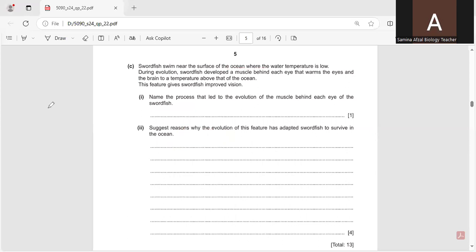Swordfish swim near the surface of the ocean where the water temperature is low. During evolution, swordfish developed muscles behind each eye that warm the eyes and the brain to a temperature above that of the ocean. This feature gives swordfish improved vision. So, improved vision with the help of this. So, name the process that led to the evolution of the muscle behind each eye of the swordfish. So, this is the evolution by natural selection.